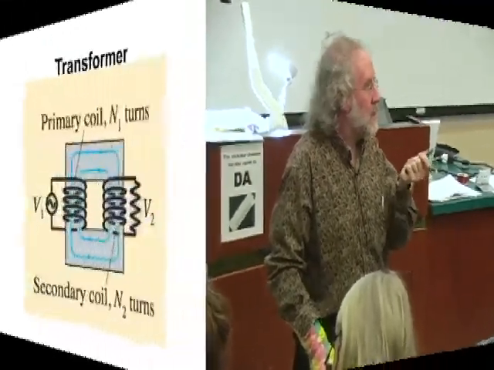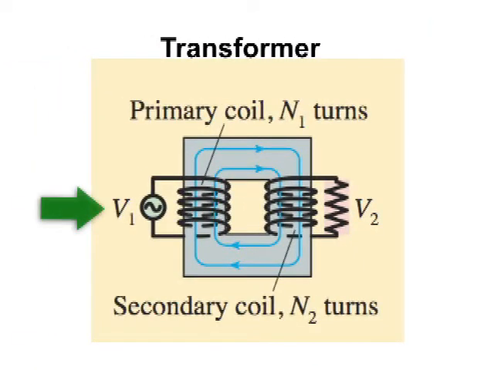Why does the current have to be AC for a transformer? Because it's changing flux that makes it happen. And if it's DC, you get a constant current. Do you get a changing flux? No. So it's got to be AC. So connect that to an AC source.